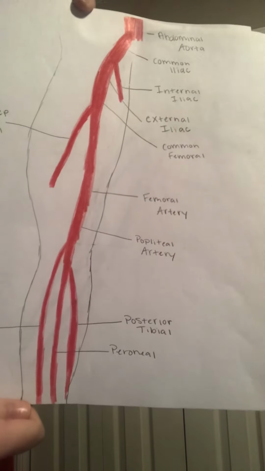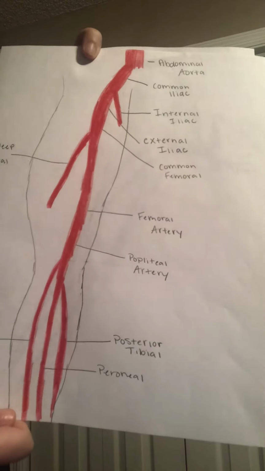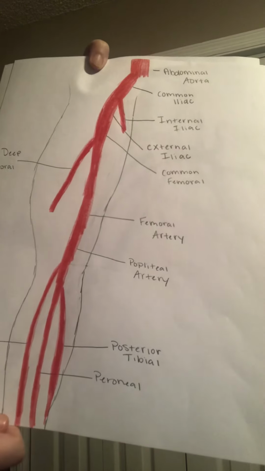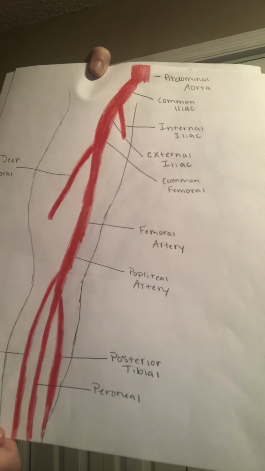Next, we're going to go over the lower extremity. So for this one, it's still coming off of the aorta where it's starting, but this time it's going to be your abdominal aorta. So from your abdominal aorta, it's going to turn into your common iliac artery. From there, they're going to bifurcate into your internal iliac and your external iliac.